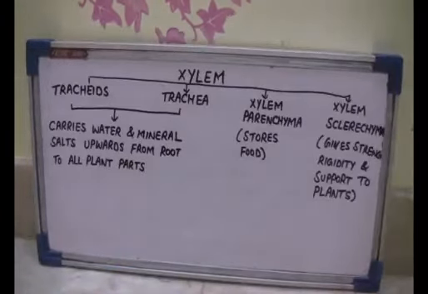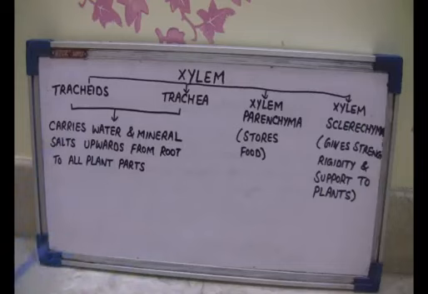Now xylem is again of four types: the tracheids, the trachea, the xylem parenchyma and the xylem sclerenchyma. Now as you can see, the tracheids and the trachea have a common function. The tracheids and the trachea have thick walls and many of them are dead cells when mature. So tracheids and vessels are tubular structures, and as they are tubular in shape, this allows them to transport water and minerals vertically. So their common function is that they carry the water and mineral salts upwards from roots to all the plant parts.